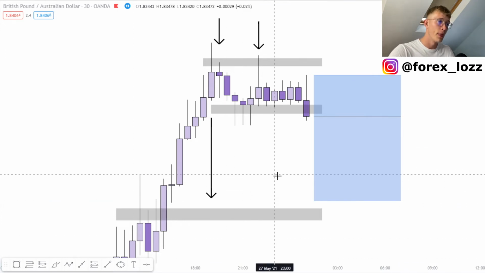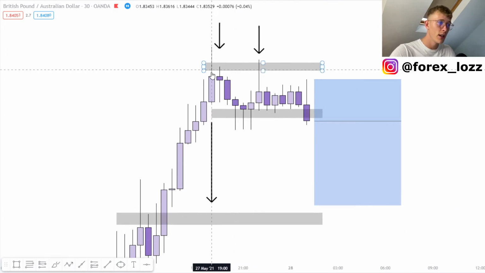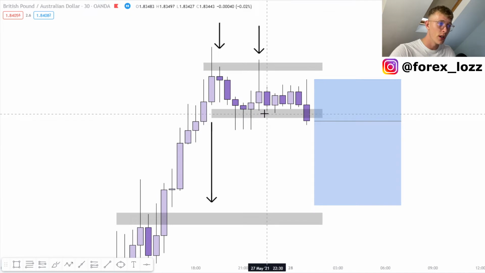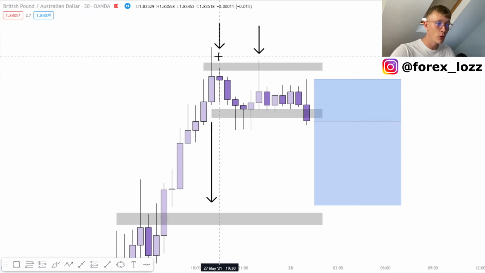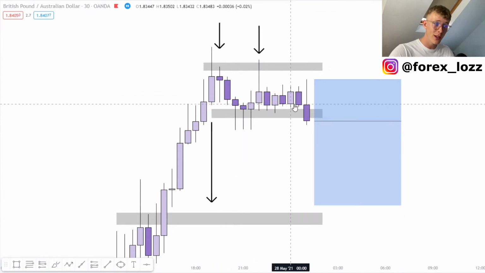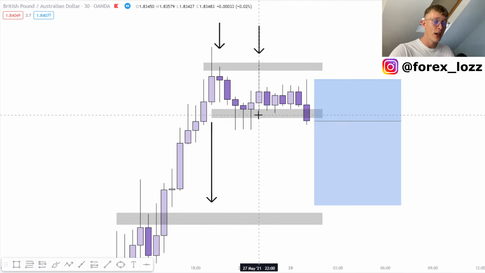So what have we done? We have marked our structural highs. We have then marked our structural lows. We have seen price failing to make new highs. We then see price consolidating. We then see directional bias. We have waited for the market to give us confluence or confirmation to where the price wants to go.